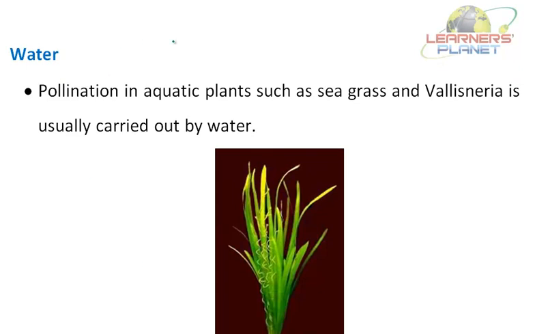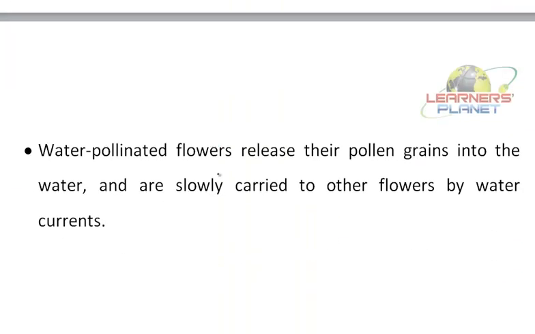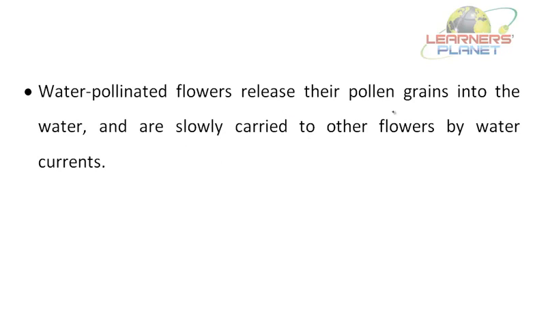Students, pollination by water means pollination in aquatic plants such as seagrass and Vallisneria is usually carried out by water. So this is the beautiful picture of Vallisneria. This is the Vallisneria plant in which pollination occurs by water. So here, water pollinated flowers release their pollen grains into the water, and then they are slowly carried to other flowers by water currents. So students, in this way, pollination by water occurs.